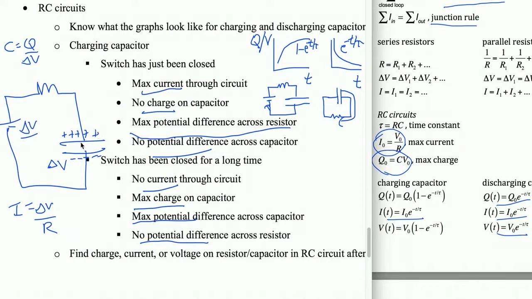So you can think of it, as I just mentioned, that since this is full with charge, these two wires here are the same potential. Charge doesn't flow. Charge only flows when there's a potential difference.